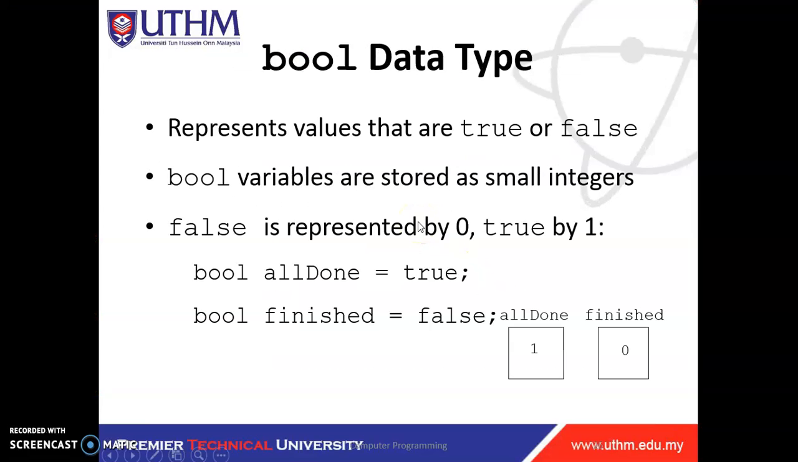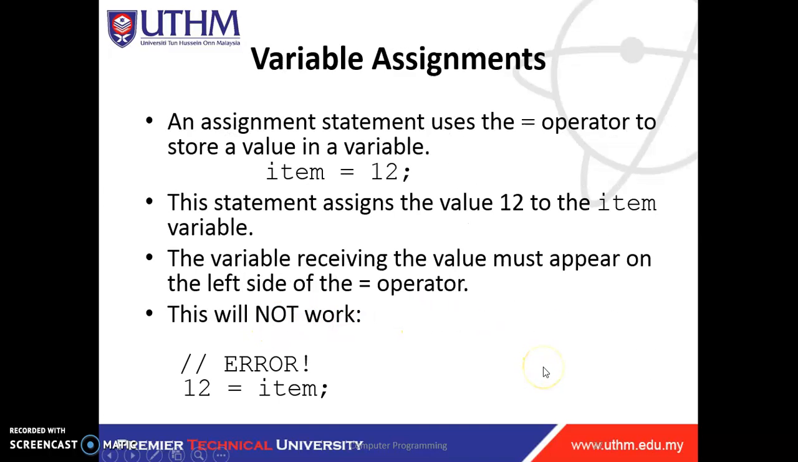Okay, so let's continue. Bool data types represent values that are true or false. Bool variables are stored as small integers. False is represented by 0 and true is represented by 1. So bool all done is true, bool finish is false. So it is 1 and 0.